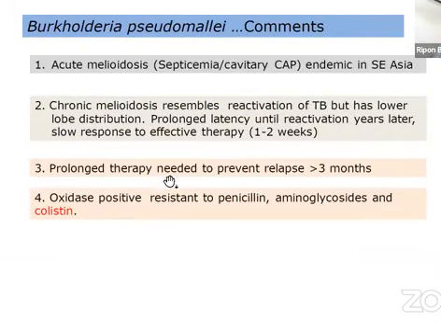So prolonged therapy may be needed to prevent relapse, for more than 3 months. And here oxidase test positive, they are resistant to penicillin, aminoglycoside, and colistin. So when the colony on MacConkey agar is oxidase positive, but resistant to penicillin, aminoglycosides, and also colistin, we should suspect Burkholderia pseudomallei.